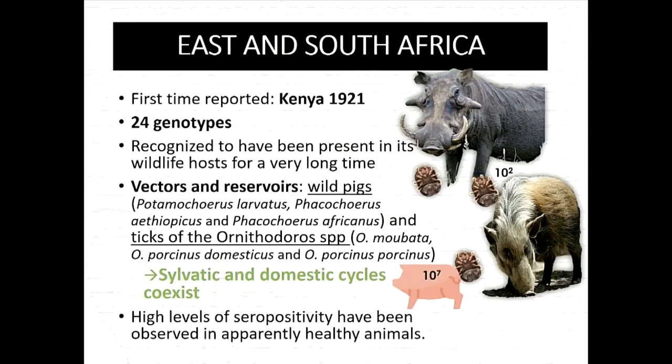In East and South Africa, the problem are these two guys, the warthog and the bush pigs. These guys are tolerant to the virus, not resistant. Tolerance means that they become infected, but they don't suffer the disease. Why? Because the virus never amplifies to more than 10 to 2. This is a very low amount of virus. Why? We don't know. I have studied these animals so much to understand which immunological mechanisms make them tolerant. But they are.